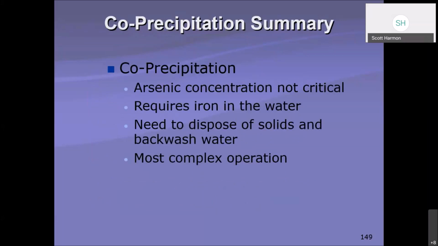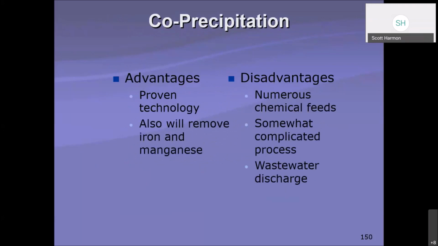Precipitation: arsenic concentration is not as critical because you're precipitating it with other things such as iron and manganese. It does require that iron, however, whether you're getting it through your natural raw water or you're using a coagulant that's iron based. You dispose of solids in backwash water. That's with any of these. But it could be the most complex to operate.